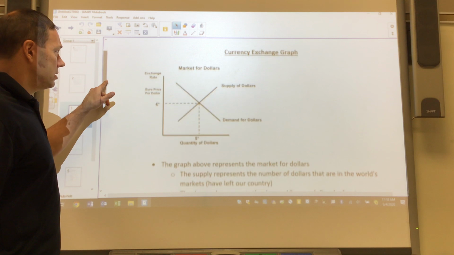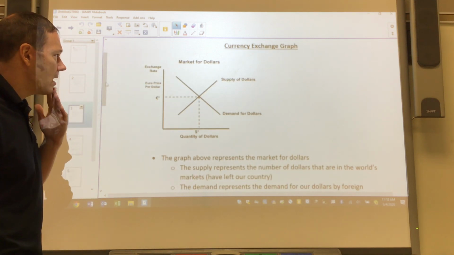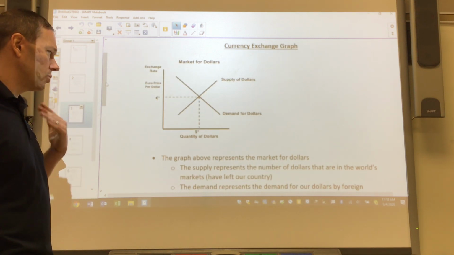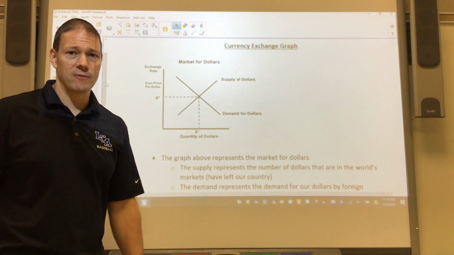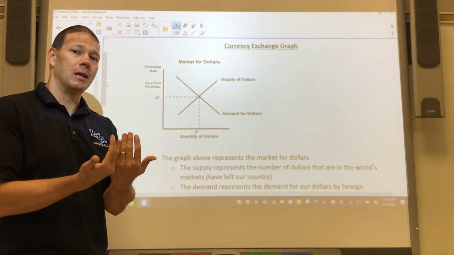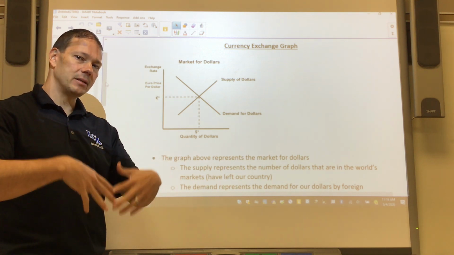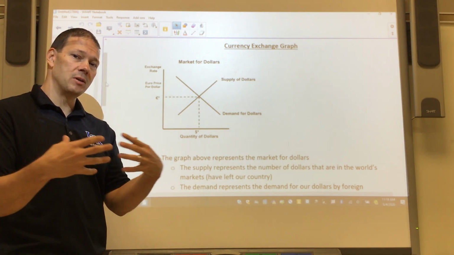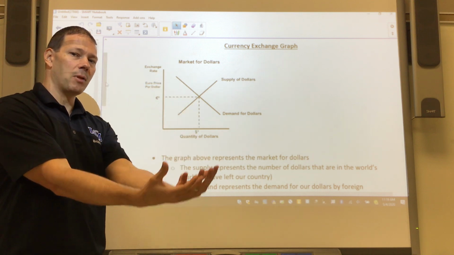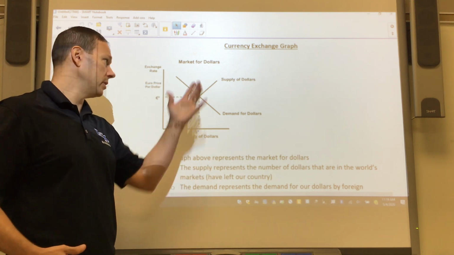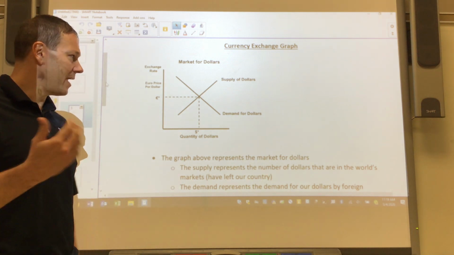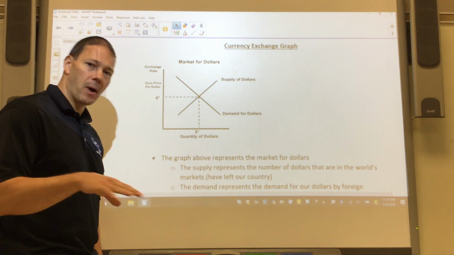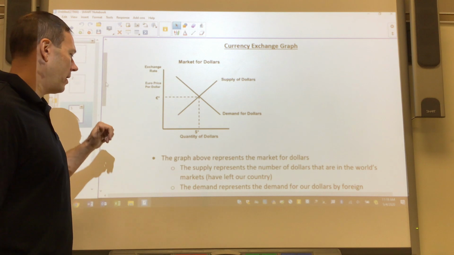Now, let's talk about currency exchange. So I've got a graph here that represents the market for dollars. Long story short, remember, whenever you're looking at these currency exchange graphs, we're always talking about what's happening in the world, not the supply of money here at home or the demand for money here at home, but the supply of money, our currency that's in the world. In this case, it's a dollar graph, the supply of our currency in the world and the demand for our currency by other countries. So the supply and demand for our dollars.